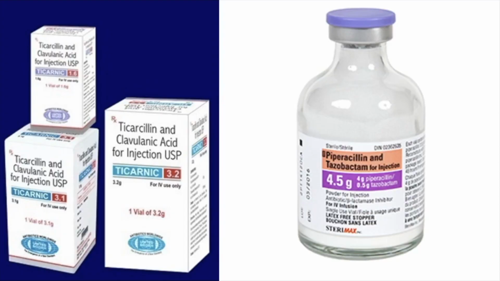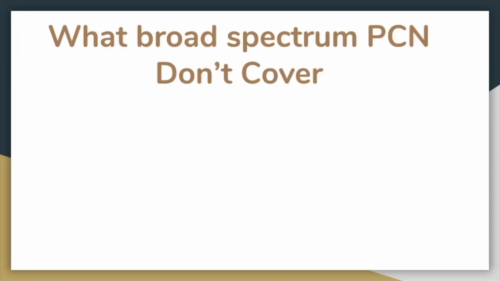All right, so now let's go through the broadest spectrum of our penicillin group, which is going to be Ticarcillin-Clavulanic acid and Piperacillin-Tazobactam. So Ticarcillin-Clavulanic acid is also called Ticar. Also, Timentin is another brand name for that. And for our Piperacillin-Tazobactam, Zosyn is the brand name. So for this, it covers so many things. It's much easier to talk about what it doesn't cover.